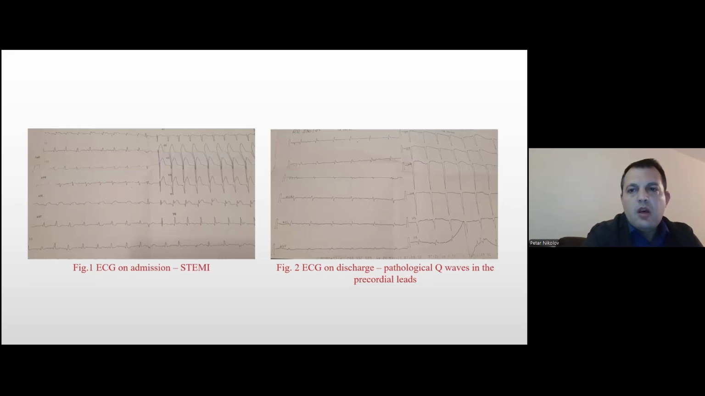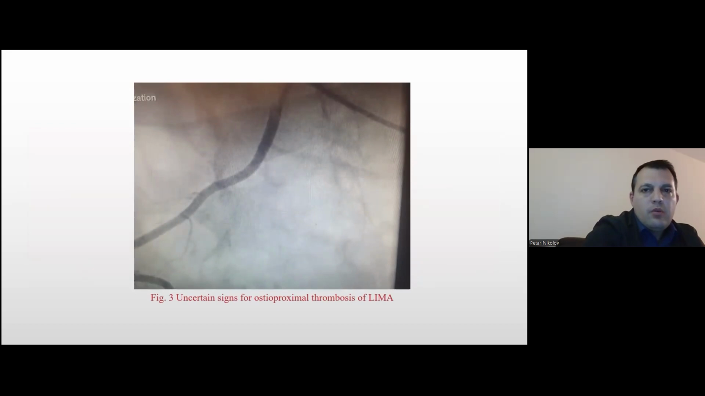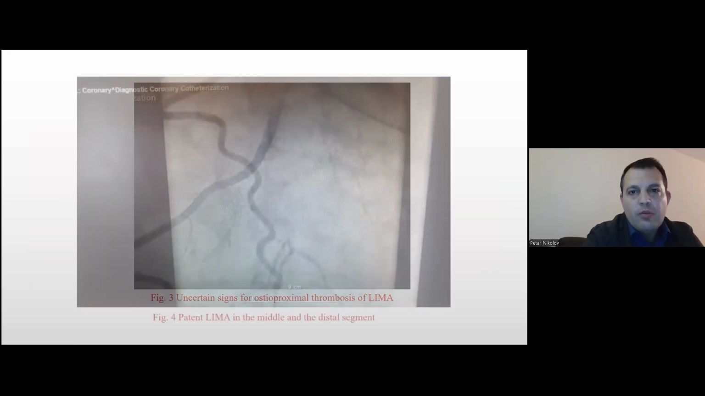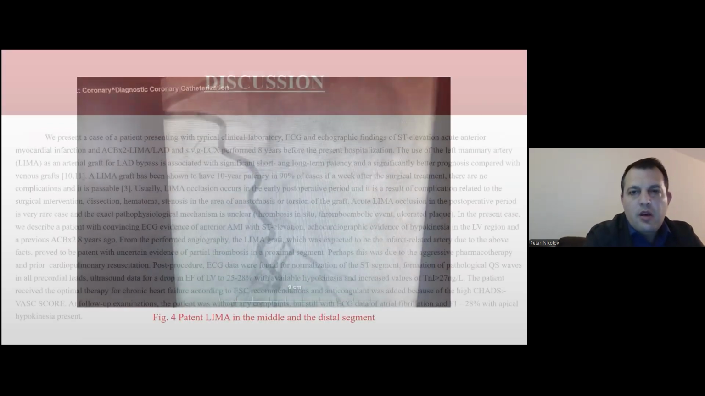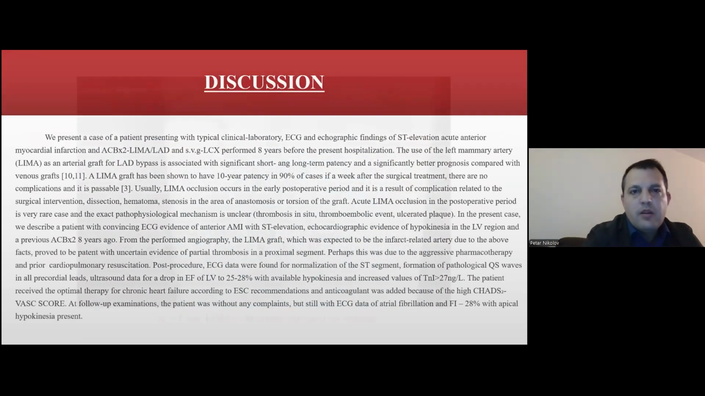He was with akinesia. And we thought maybe that was the problem. Here you see in the ostioproximal segment some uncertain signs for thrombosis. But the distal parts were patent.